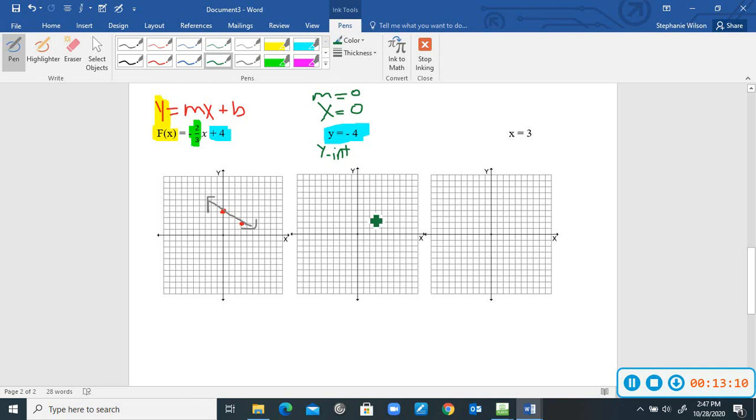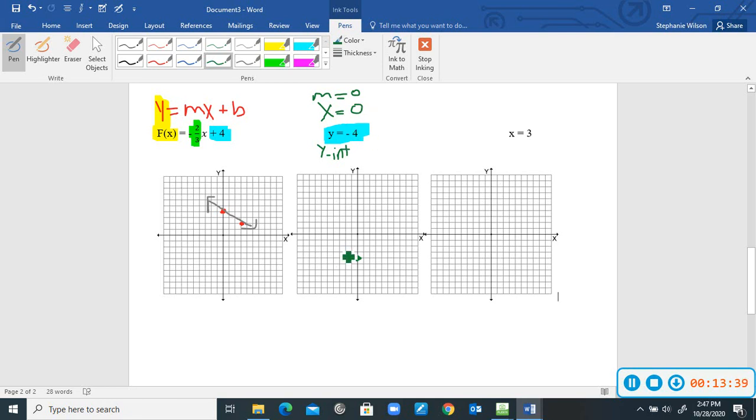So let's plot it. Go to 0, 0 and go down 4 values for y: 1, 2, 3, 4. Plot it. Well, we need another order pair in order to graph this line. So this tells me that if my slope is 0, then my y value is constant here.